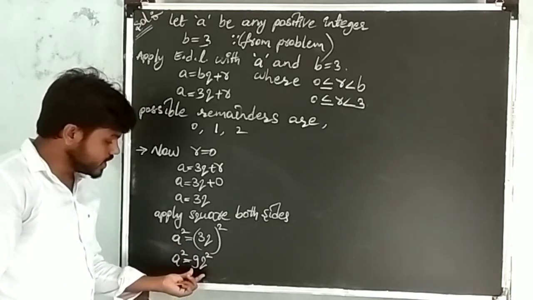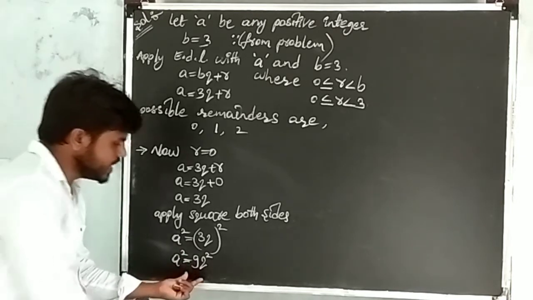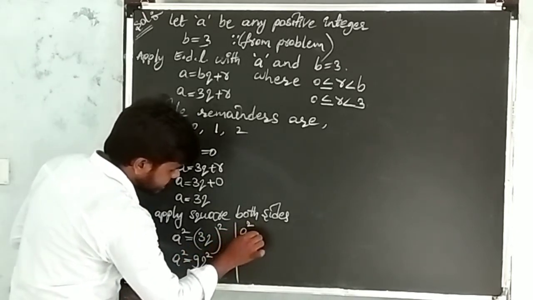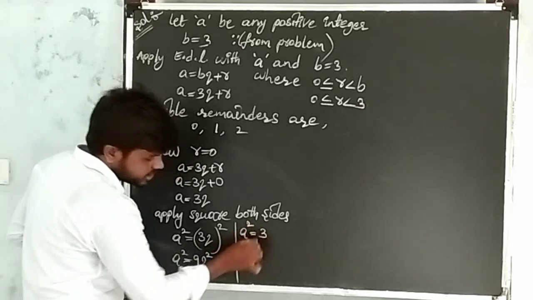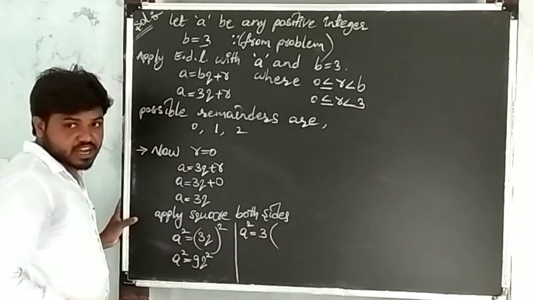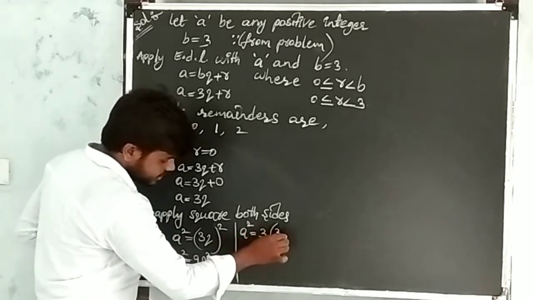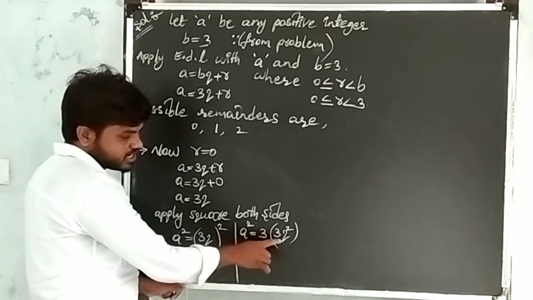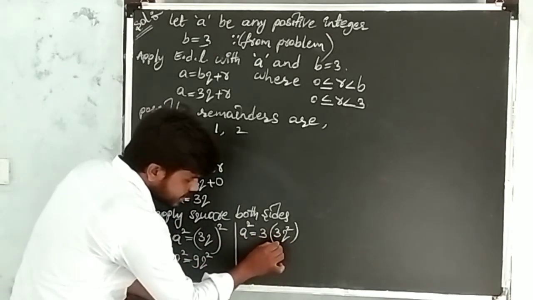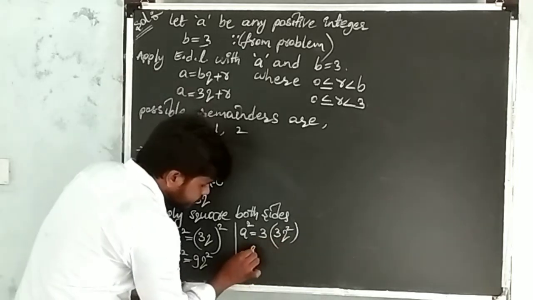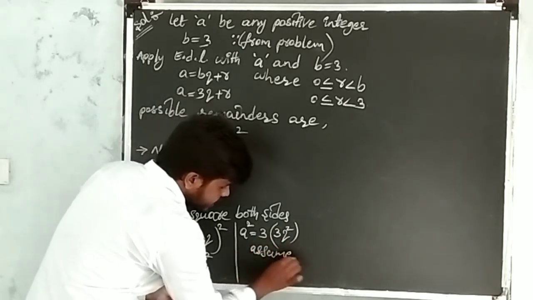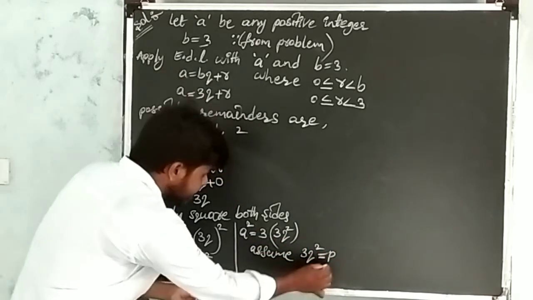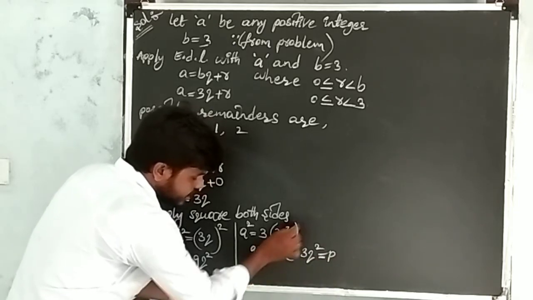From this 9q square, take 3 common. I am taking 3 outside. When I took this 3 outside, what is left here? 3 into q square. So in the bracket I got 3q square. Assume this 3q square as p. I am substituting this p value instead of 3q square.